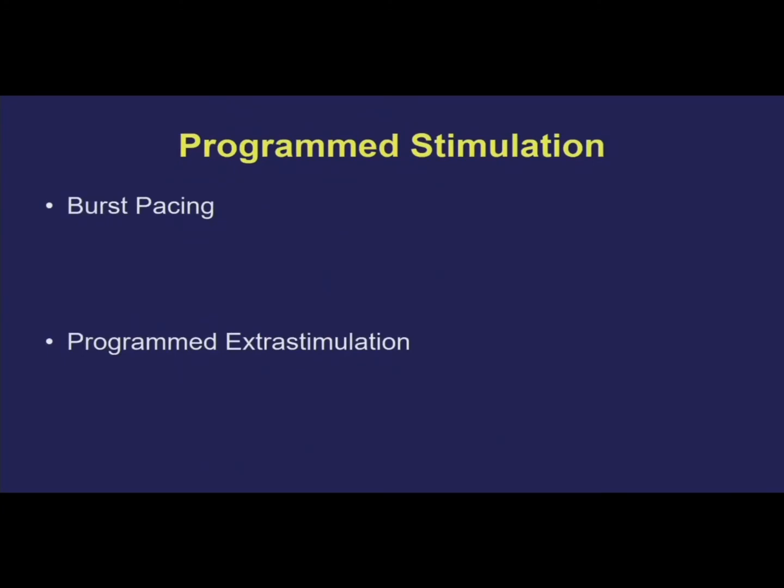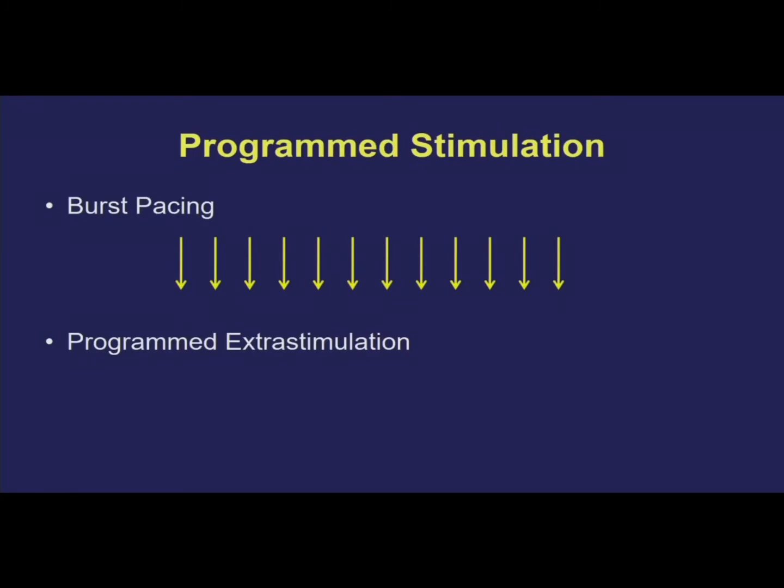Terminology. So we talk about burst pacing, and we talk about programmed extra stimulation, which is abbreviated PES frequently. Burst pacing means that from one pair of electrodes, you're going to deliver a sequence of pulses all at the same rate or the same cycle length. That's called delivering a burst for whatever number of beats.